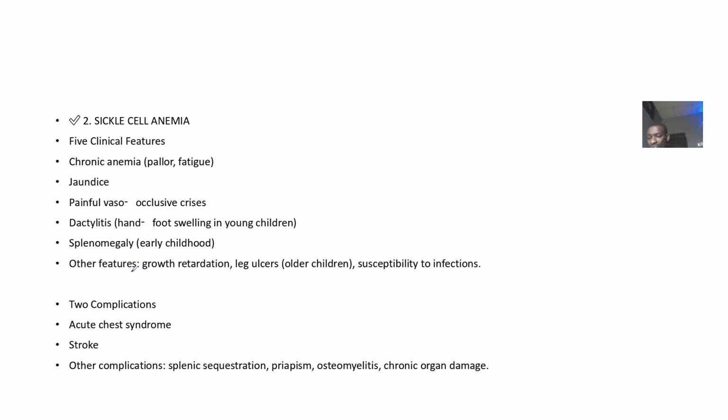Growth retardation, leg ulcers. Then children having sickle cell anemia are immunocompromised. Their immune system is generally weak, so they are prone to all sorts of infections. They said only 5 clinical features for this exam question, so you can pick any you want.